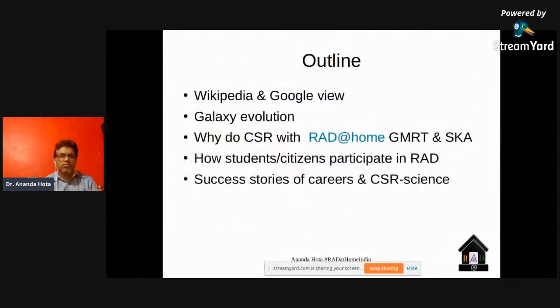Okay. So the outline of my talk is we'll have a look at what this topic is through Wikipedia, through Google's view, very quickly, and then go into a bit more detail on galaxy evolution. Then, why do citizen science research (CSR) with Red at Home using GMRT and in future with SKA? We will discuss in a bit more detail how students and university science-educated citizens can participate in Red at Home. I will describe this in step by step ways. Then a few success stories of students and citizens in their career, their understanding of science through citizen science, that I will describe at the end. And then we will go for question and answer.